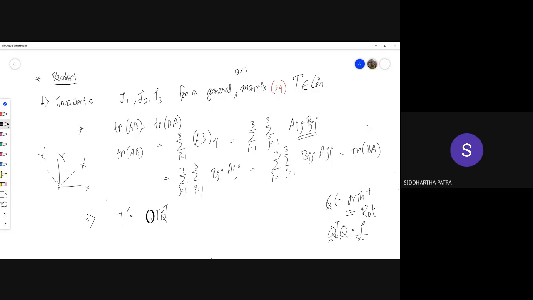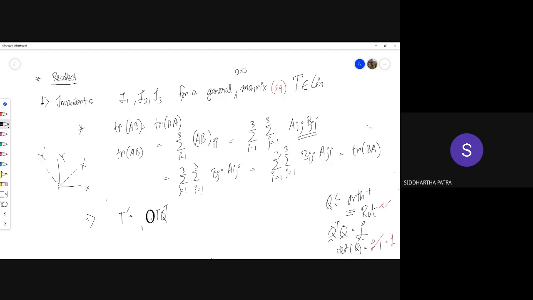And that leads to the possibility that the determinant of Q is either plus or minus 1. But we would not take this. We'll only take the ones which have a positive determinant, in order for it to qualify to be a rotation tensor.